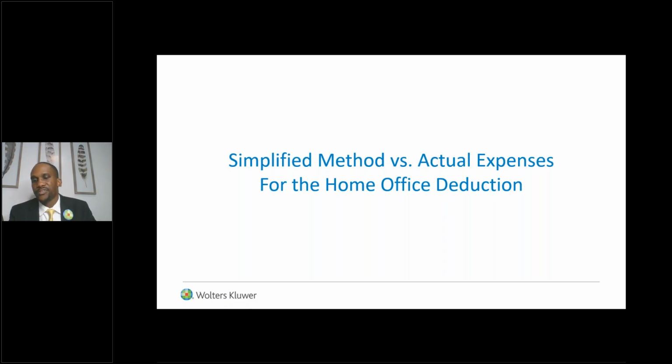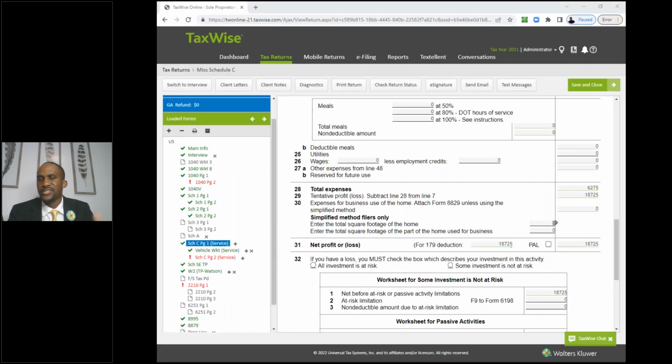So let's come over to this example here for just a second, and we're going to talk about simplified and actual expense. So I'm going to share my screen back out with you and put TaxWise back on the screen. We're using TaxWise because of the calculations. I just want to show you practical examples of how everything calculates and flows together.